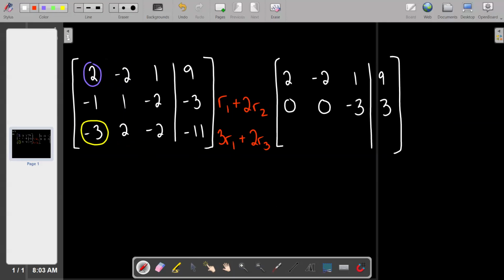So triple the top is 6. Double the bottom is negative 6. Surprise, surprise, we get a 0. So again, stay strong here. Triple the top, negative 6. Double the bottom, 4. Negative 6 and 4 make negative 2. Triple the top, double the bottom. Triple the top is 3. Double the bottom is negative 4. 3 and negative 4 make negative 1. Triple the top is 27. Double the bottom is negative 22. Add them together, you get 5.